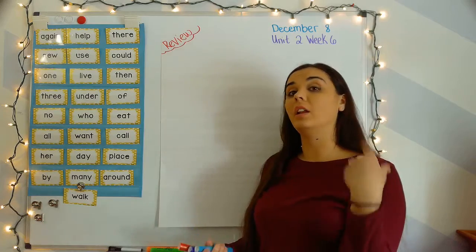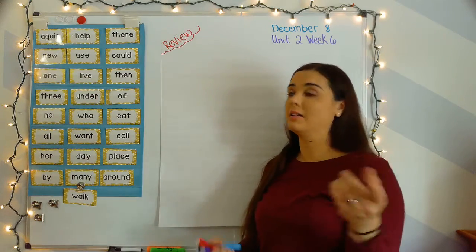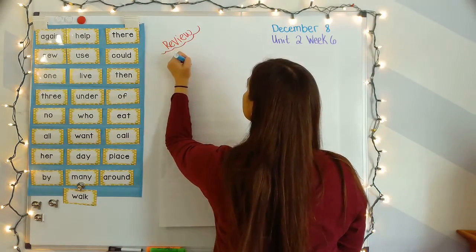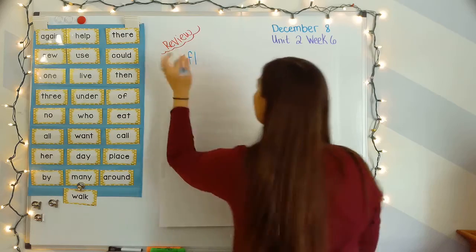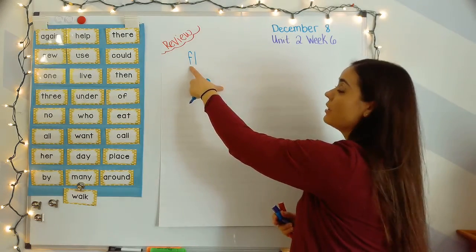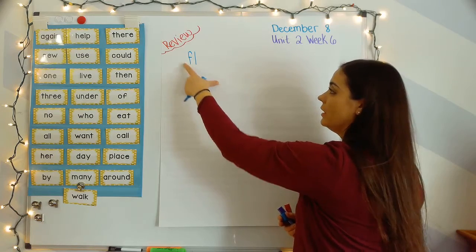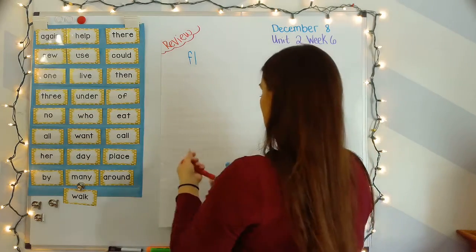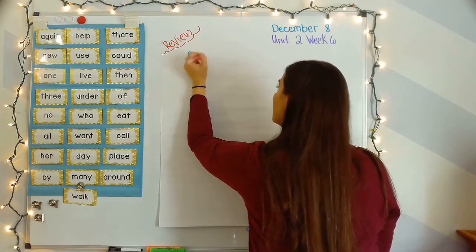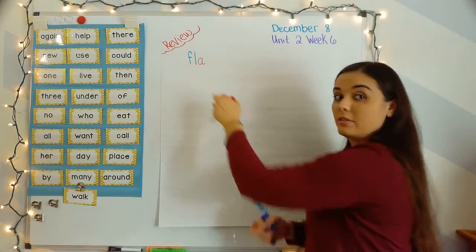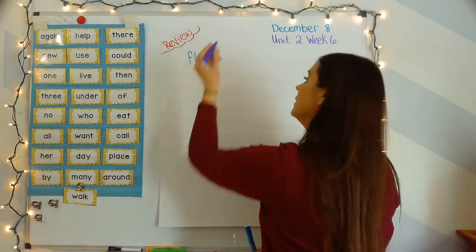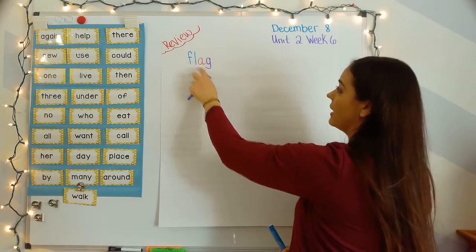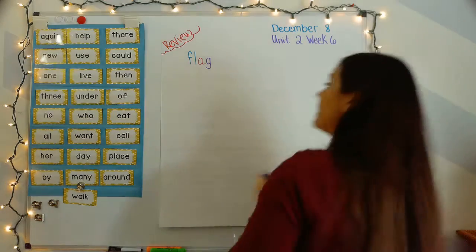Your turn. Flag. F-L, fl. F says f. L says l. F, l, fl. A says a. Fl-a. G says g. Fl-a-g. Flag. Excellent.